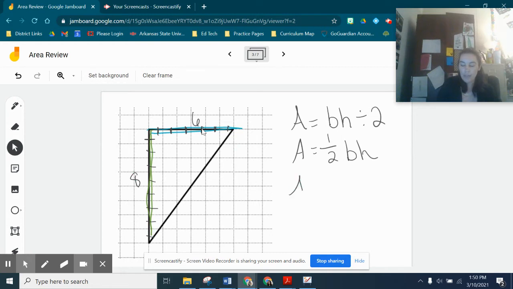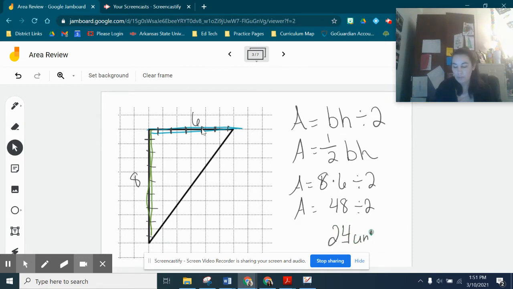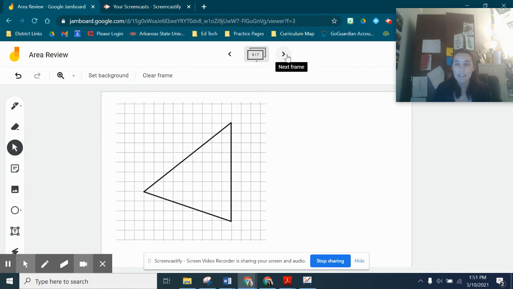Then for my area, I'm going to do, whoops, I almost wrote 8 times 6 divided by 2. Area equals 48 divided by 2. I will tell you, on your test, the more work you show me, the more points I can give you. And that will be 24 units squared. And yes, some of your test questions are that easy. It's finding the area of a triangle. Super easy, because we've been working on this for a while. Sometimes our triangles aren't as easy to see the base and the height, like on this one.